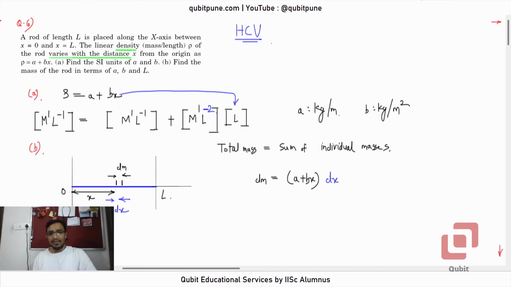So what is the total mass? Sum of individual masses. As we decrease these delta x intervals, we have to integrate, take the limit and add. So total mass m will be the integral of a plus bx, from 0 to L. Integral of a is ax, so AL. Integral of bx is bx squared by 2, so bL squared by 2.